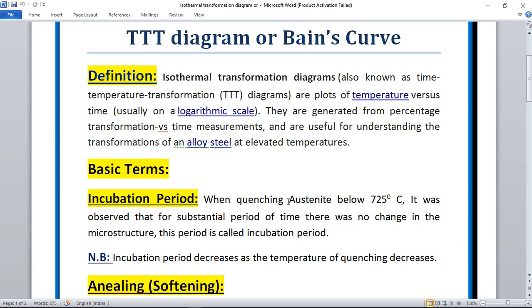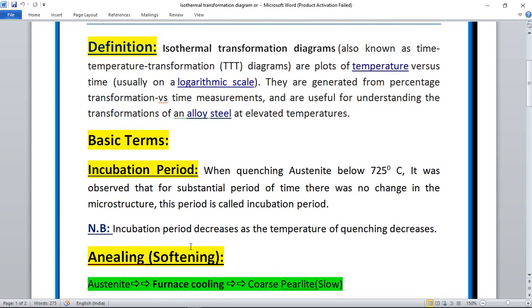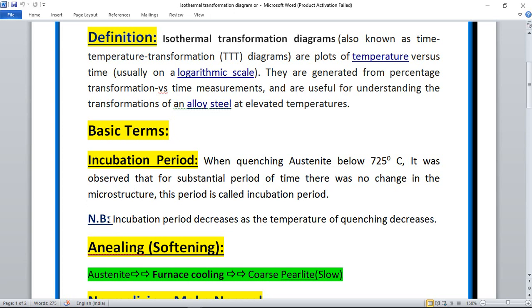You may be thinking, what is quenching, what is tempering, what is annealing? Everything I will explain in this video, so don't worry about any of the words. Let me first tell you briefly overall, then I will explain every term. You must always keep in mind that the incubation period decreases as the temperature of quenching decreases.